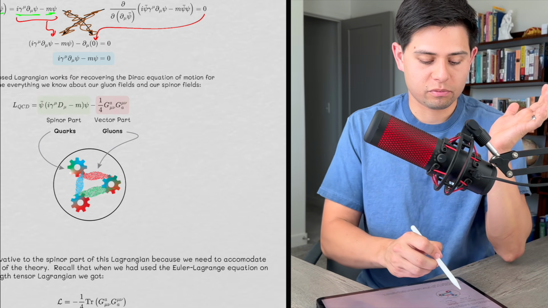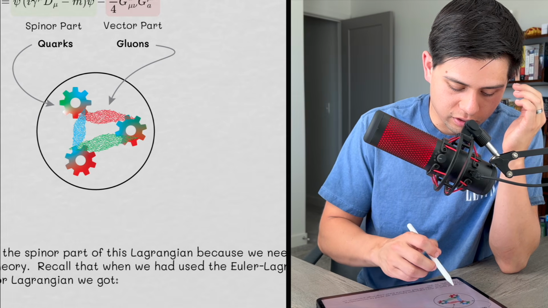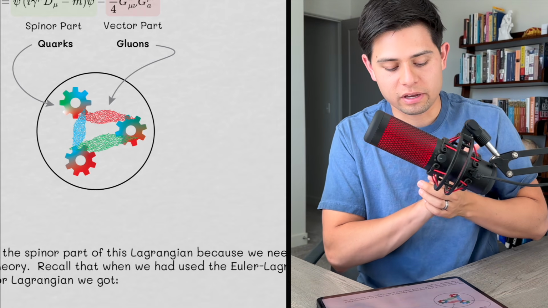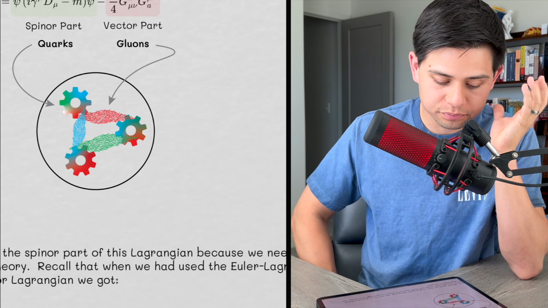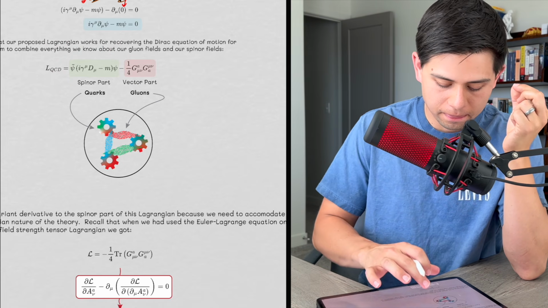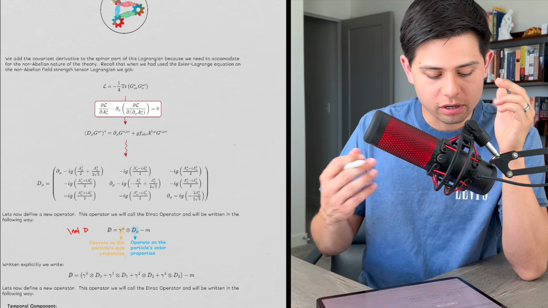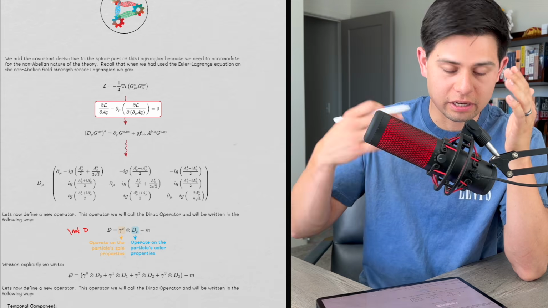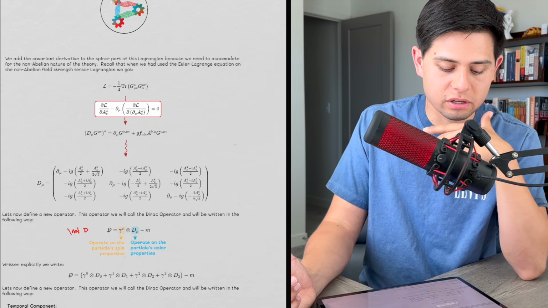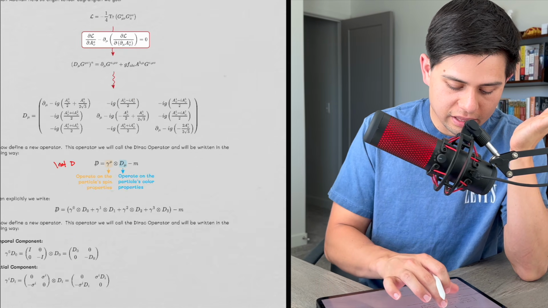And so the dynamics of the quarks comes from this green highlighted part, and the dynamics of the gluons comes from this red highlighted part. And so we have our gluon fields, and then our spinors. I've sort of described them as gears here, because I'm following up with the gear analogy from our economic model in the last video. But this is the point here, that this is now our QCD Lagrangian. Okay, so we add the covariant derivative to the spinor part of the Lagrangian because we need to accommodate the non-abelian nature of this theory, the gauged nature of this theory. And so recall that when we used the Euler-Lagrange equations on the non-abelian field strength tensor, here was our Lagrangian. We got this thing, and then from here we got this thing, right?